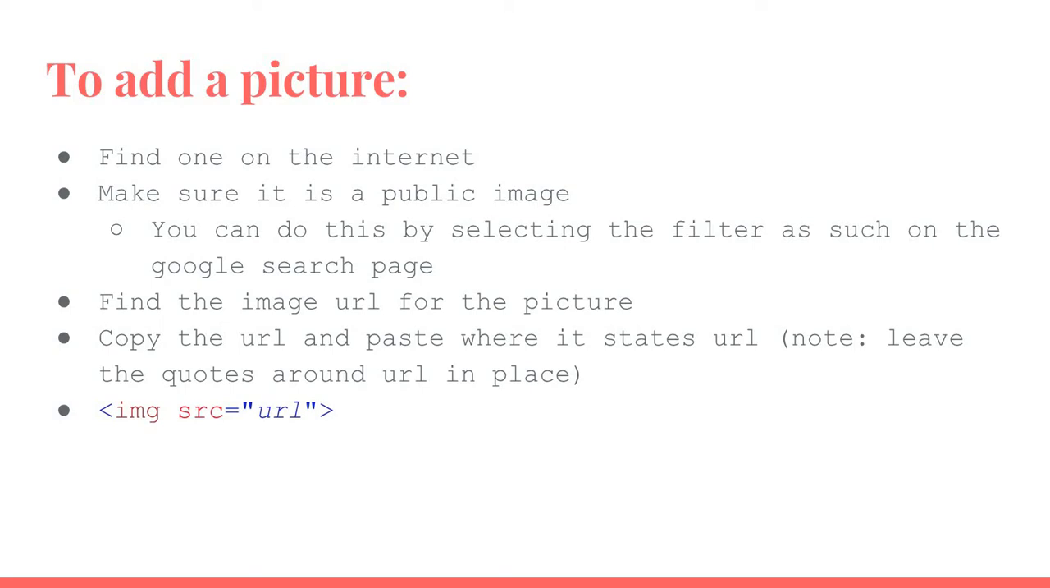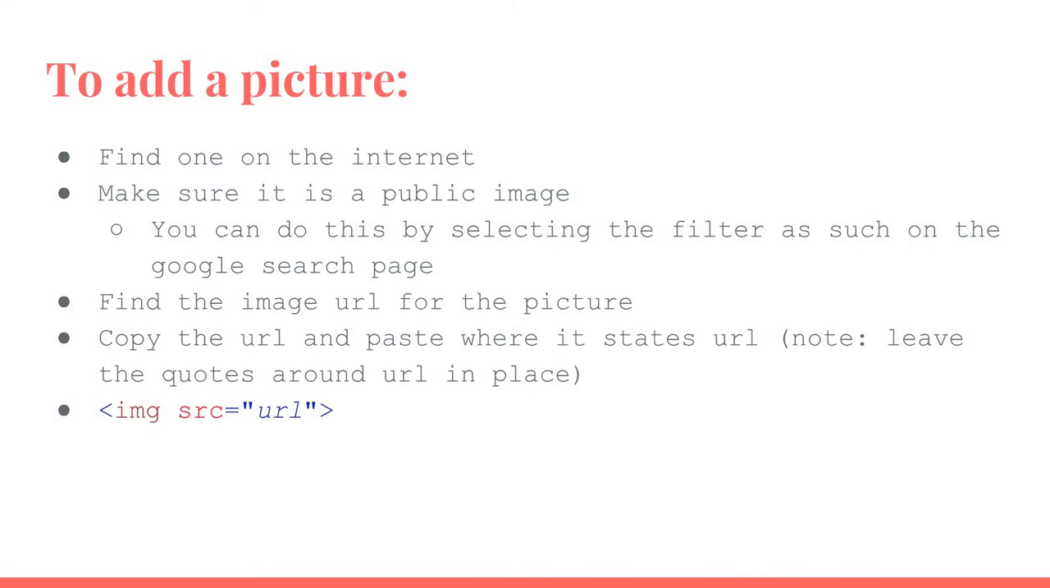From there, you want to copy that URL, copy the whole entire thing, and then you're going to type in your code brackets image source src equals, and then your opening quotation mark, paste that URL, close quotation mark, and close bracket. Again, that will just have a picture be embedded in that website.